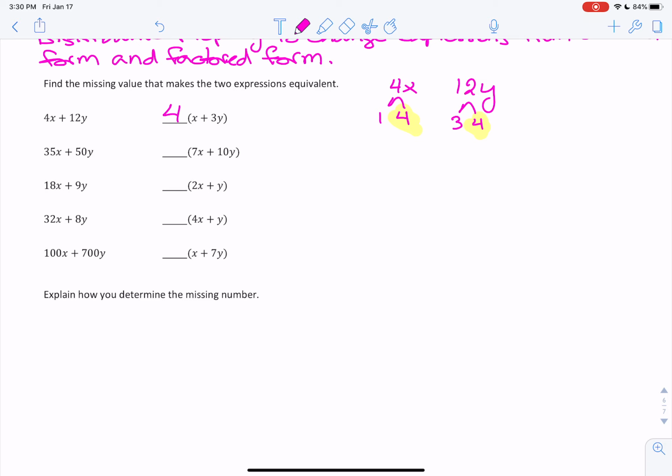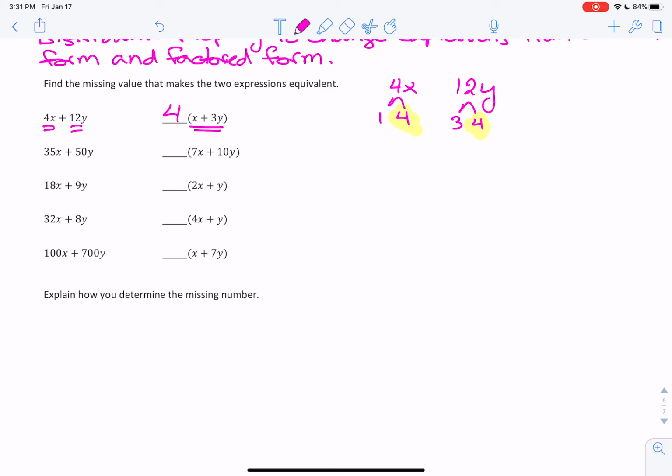So the other thing you could do is, you could look at what is left over and go backwards. What times x is going to give me 4x? 4. And what times 3y is going to give me 12y? 4. So you can either work your way backwards that way and look at the standard form to see what the missing number is, or you can look at the factors. Go ahead and try to find the missing greatest common factor for the next 4 problems. Pause the video, and then when you're ready to check your answers, go ahead and resume the video. Pause now.